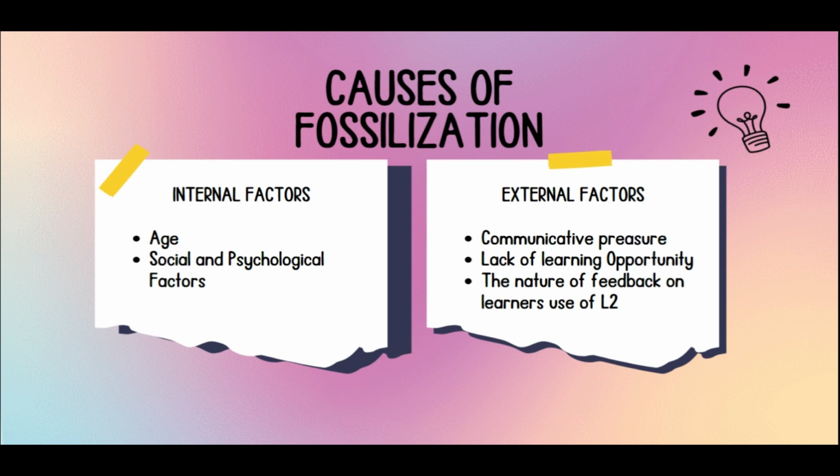And the last is the nature of feedback on learners' use of L2. It refers to when the learner receives positive feedback signaling I understand you, even if they are committing mistakes. Their interlanguage formation stops on the positive feedback, unlike negative feedback signaling I don't understand you. Could you help avoid fossilization?